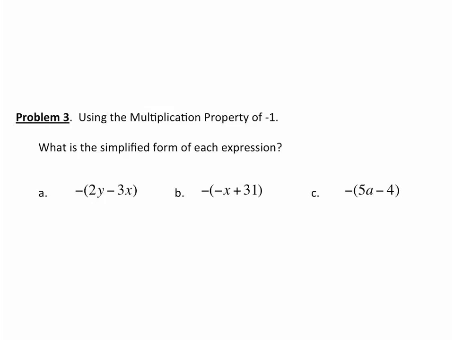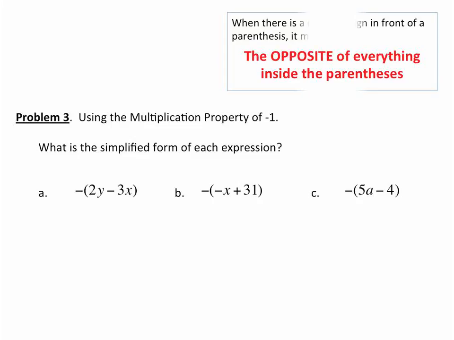Cool. Problem number 3, using the multiplication property of negative 1. What is the simplified form of this expression? So remember, when there's a negative sign in front of the parentheses, it means the opposite of everything inside the parentheses. So opposite, positive, negative change. So the opposite of 2y minus 3x. Well, the opposite of 2y is negative 2y, and the opposite of negative 3x is positive 3x. So the opposite of positive 2y became negative 2y, the opposite of negative 3x became positive 3x.